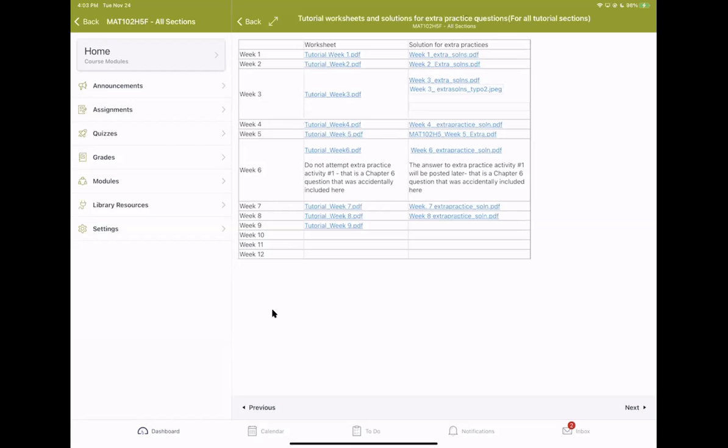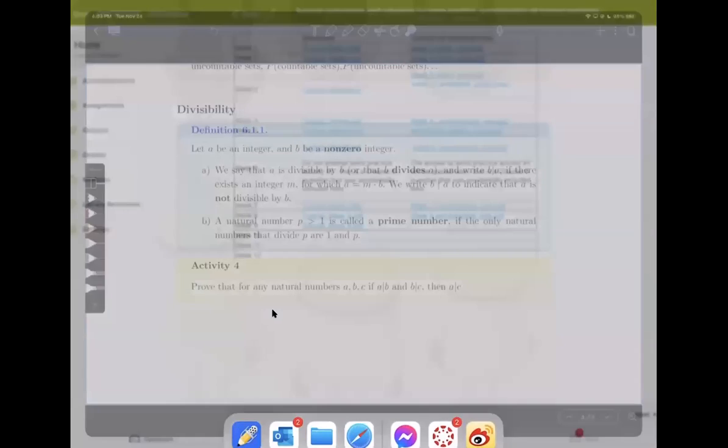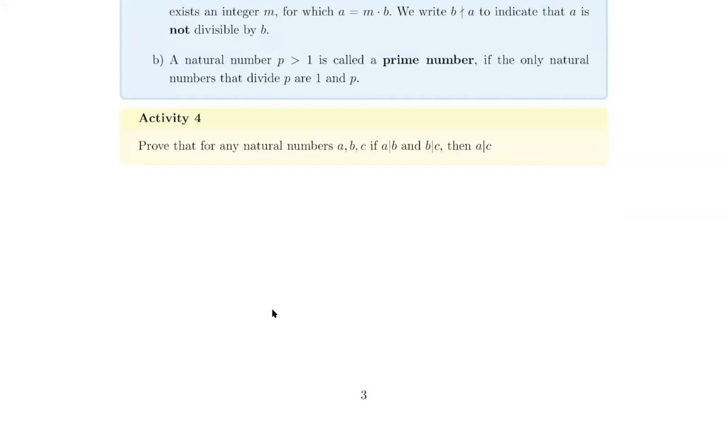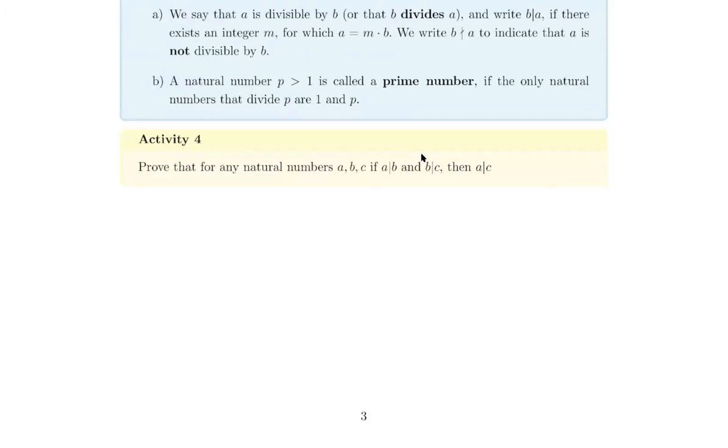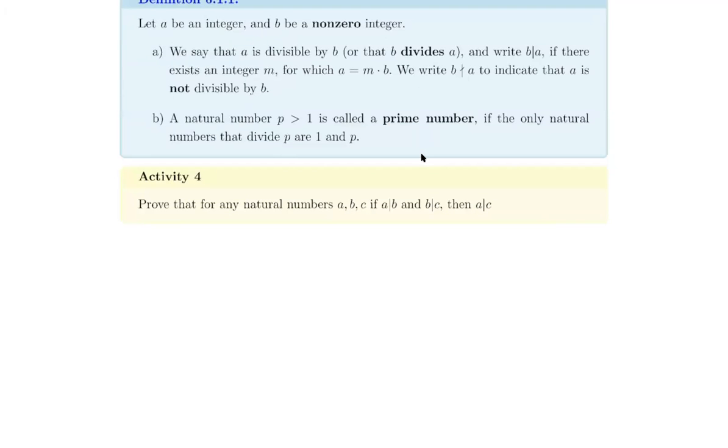Is A a true false value or actual number? Actual number. Actual number. For any natural numbers A, B, C. See? The notation means A divides B, or B is divisible by A. Just right here. Right here. Means B divides A, or A is divisible by B.